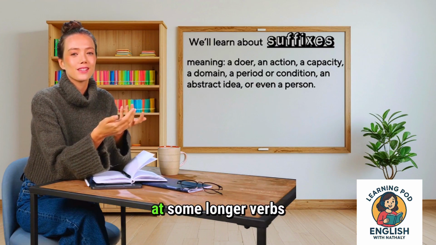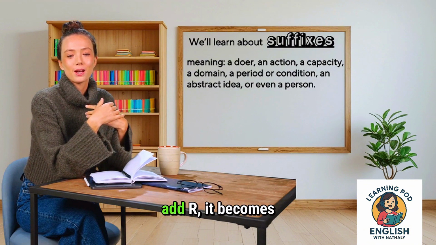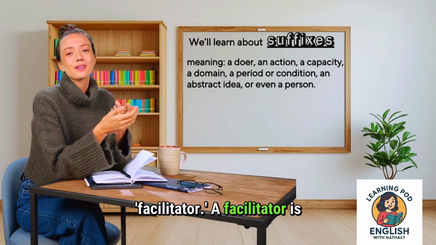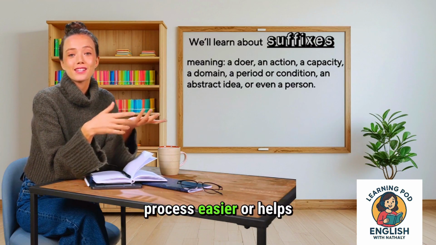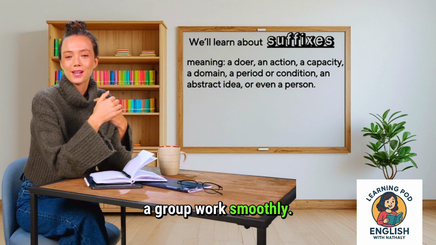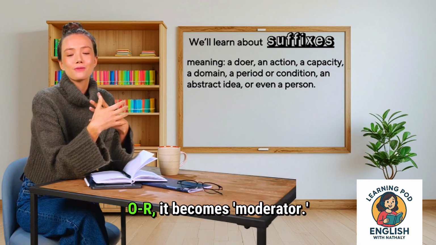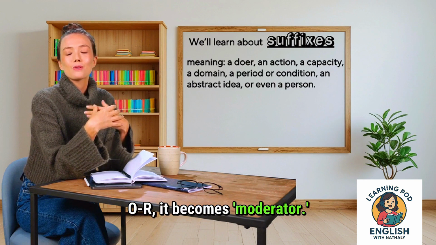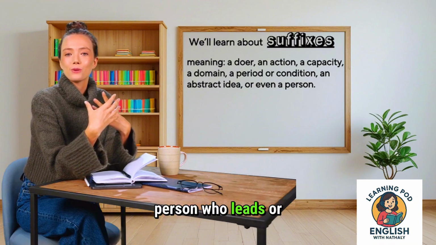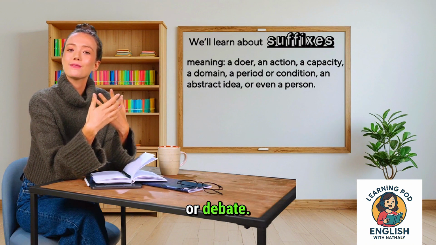We can also look at some longer verbs, like facilitate. When we add or, it becomes facilitator. A facilitator is someone who makes a process easier or helps a group work smoothly. And finally, moderate. With or, it becomes moderator. A moderator is a person who leads or manages a discussion, meeting, or debate.